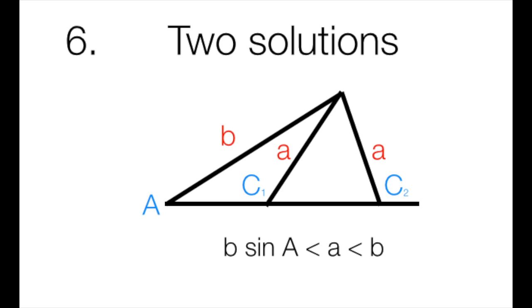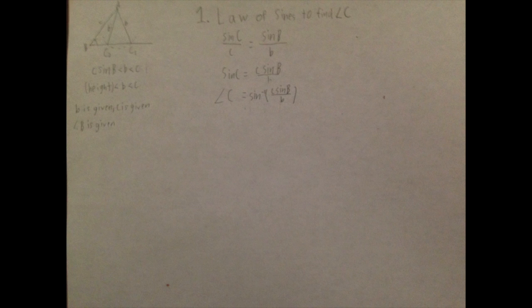How to solve an SSA triangle with two solutions. First, if C times sine of B is less than B and less than C, that is, if the height is less than the two given lengths, then there are two solutions in this side-side-angle triangle. We start by using the law of sines to find angle C.